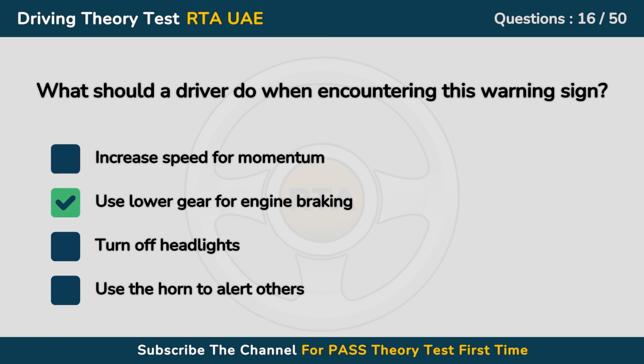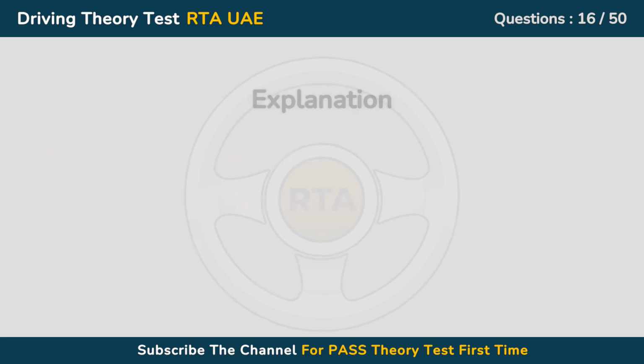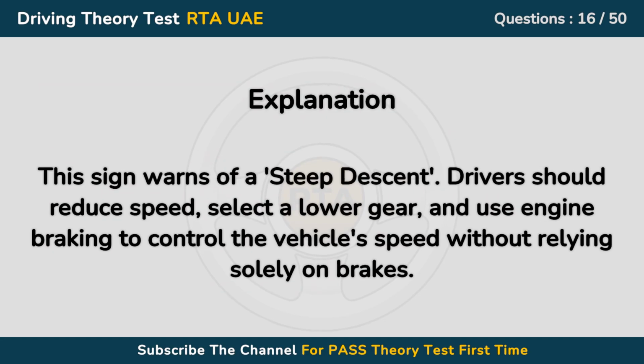Answer is B. Use lower gear for engine braking. This sign warns of a steep descent. Drivers should reduce speed, select a lower gear, and use engine braking to control the vehicle's speed without relying solely on brakes.